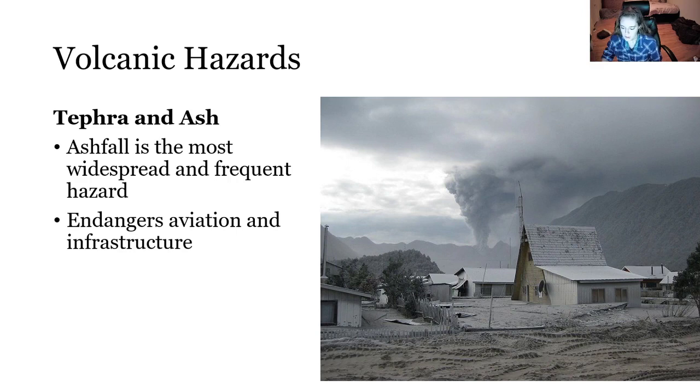But then it can also cause problems with infrastructure, so it can cover up roads, it can cover up buildings. Sometimes if the ash is heavy enough, it can collapse a building. But it also has a problem when it covers grazing lands for animals. If the animals cannot get to the grass, they might starve. And it can cover agricultural fields and cause the death of certain crops. So it causes sort of secondary hazards rather than being a hazard in and of itself.